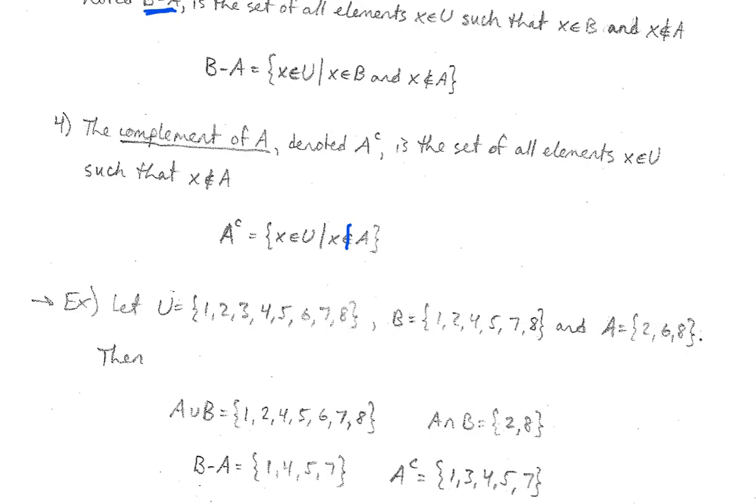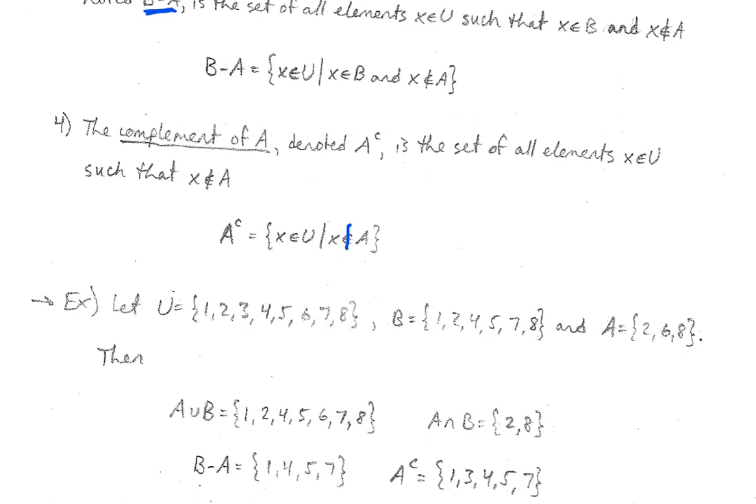So we have 1, which comes from B, 2, which is in both A and B, but we only write it once. 4 comes from B, 5 comes from B, 6 comes from A, 7 comes from B, and 8 is in both A and B, but again, we only write it once inside of a set. So that's our union. Those are all the elements that are in either one of or both of A and B.